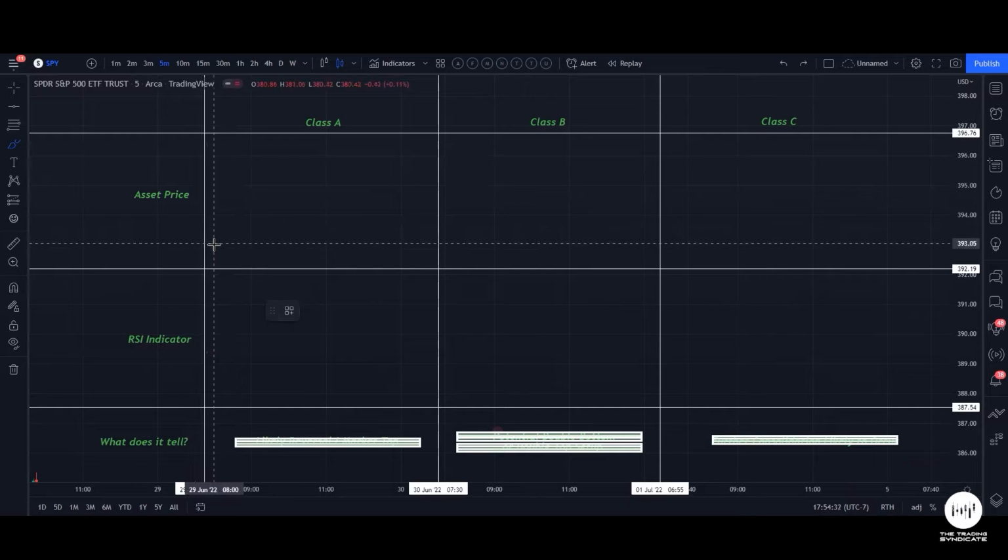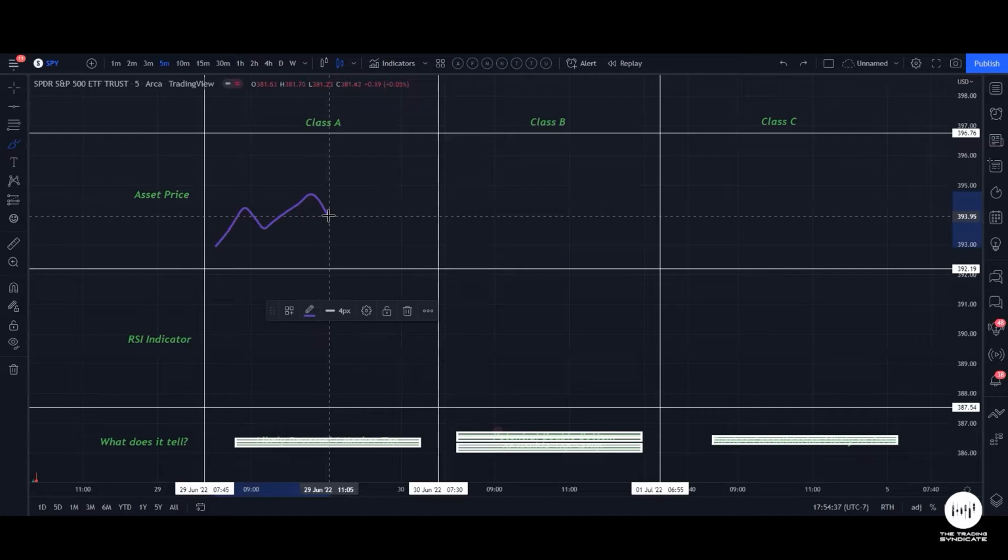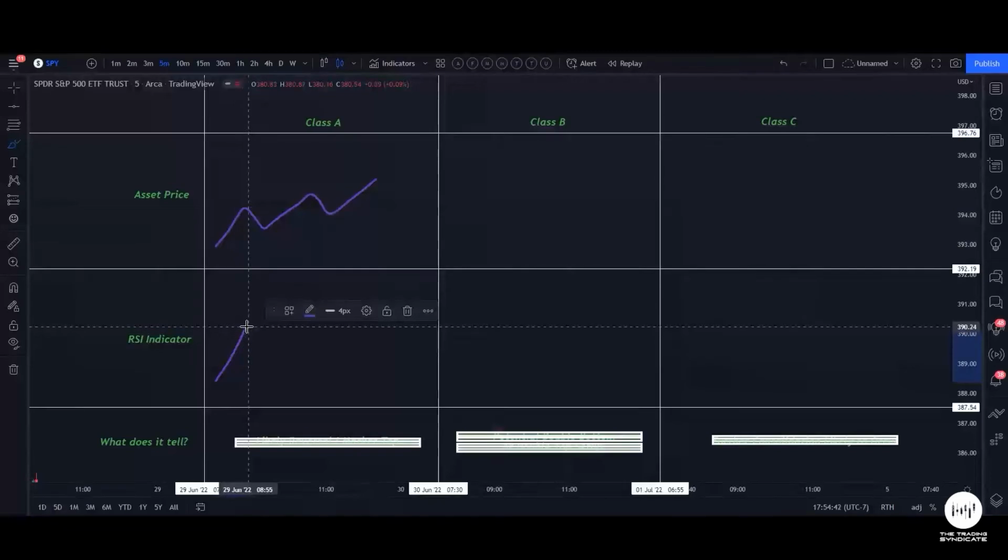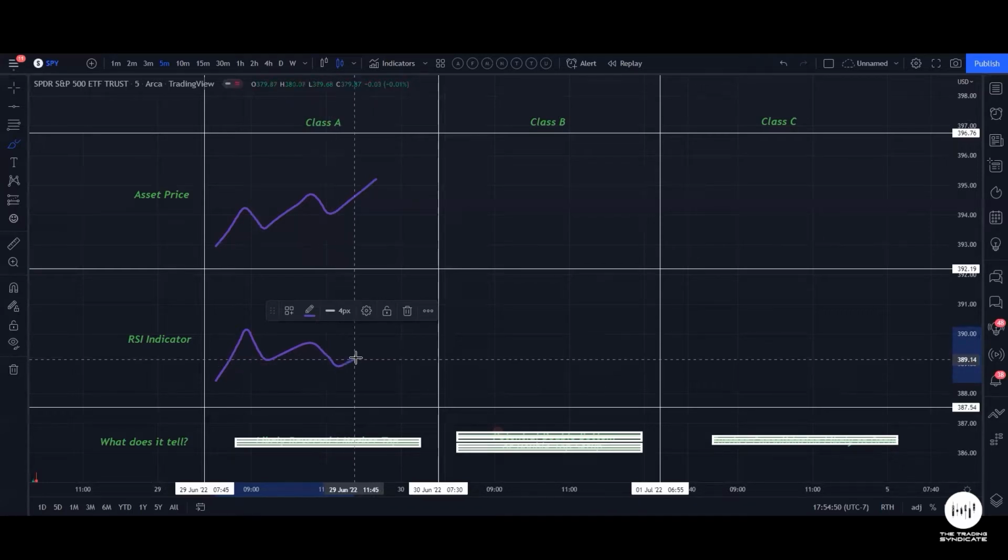Class A is like the one that we just saw, where the asset price is consecutively making higher highs. Now, what is the RSI indicator doing? The RSI indicator is doing the opposite, making lower highs on each of the three movements. Notice right here, we have a high that corresponds with this high, a lower high that corresponds with this higher high, and a third high that corresponds with an even lower high. What is likely to happen here is we're likely to see a downside move occur, and the same for the RSI, of course.